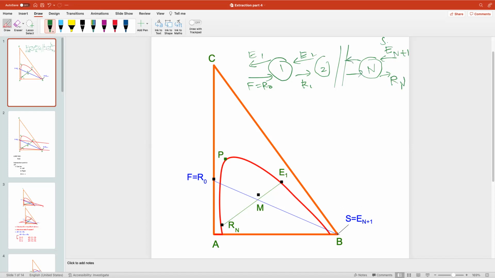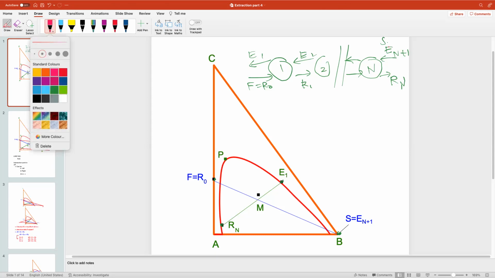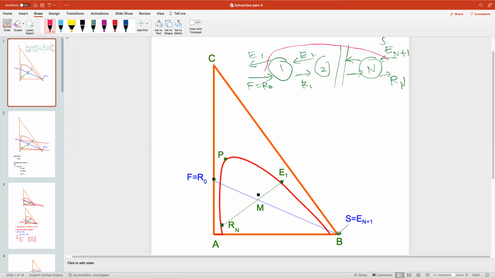Okay, so this Rn is this one. Your En plus 1, or S, is these points. E1 is these points, and F is that point. Now if we look at the envelope there, we can have the correlation that E1 plus Rn equals S plus F.